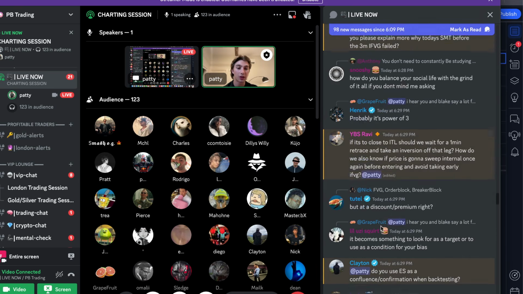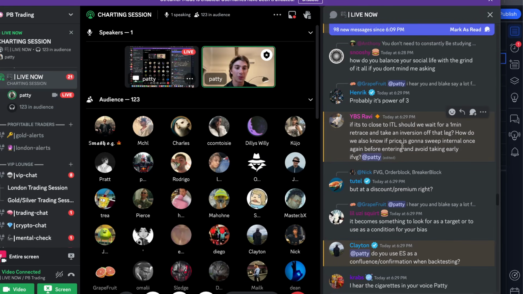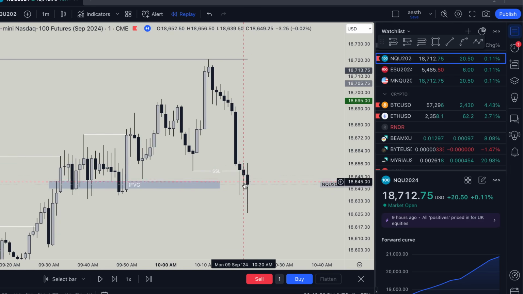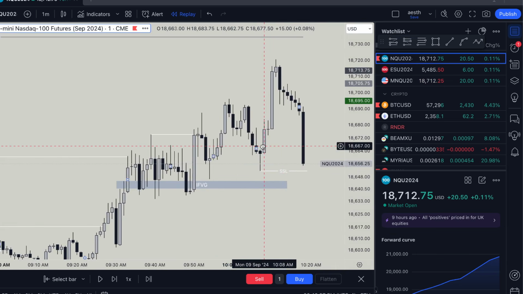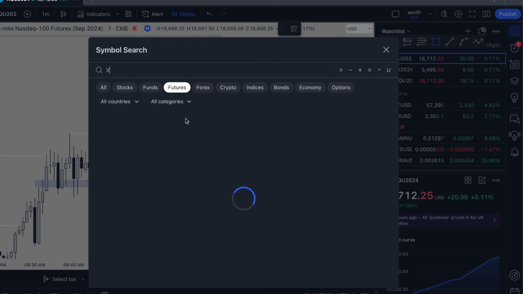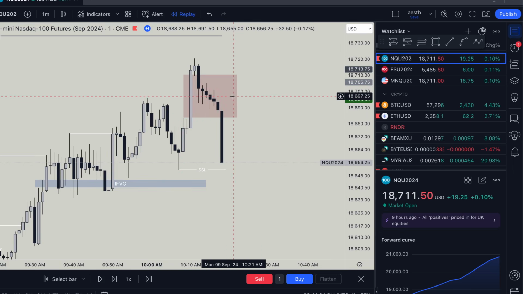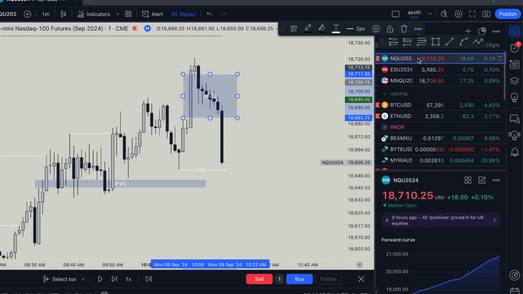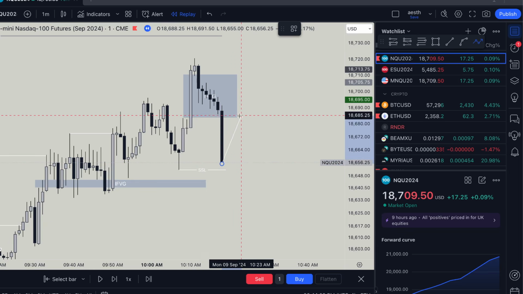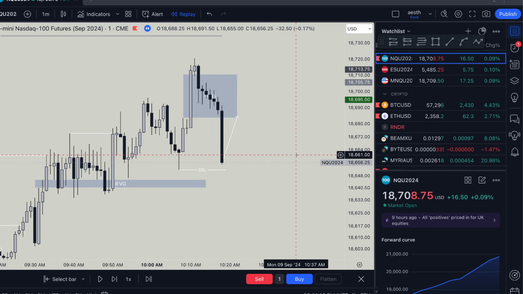So if it's close to internal low, should we wait for a 1 minute retrace and take an inversion off that leg? How do we also know if price is going to sweep internal once again before entering, and avoid taking an early inverse fair value gap? So if it avoids taking internal low here, let's say it didn't even end up taking internal low here. Let's say it got an inversion like this, and we're like, this is a deep inversion, we're not going to take this. And you're like, okay, let me wait for a retrace into this inversion right here. And price ends up running higher. Yeah, take it. That technically would be the same thing as if you got a clean entry.